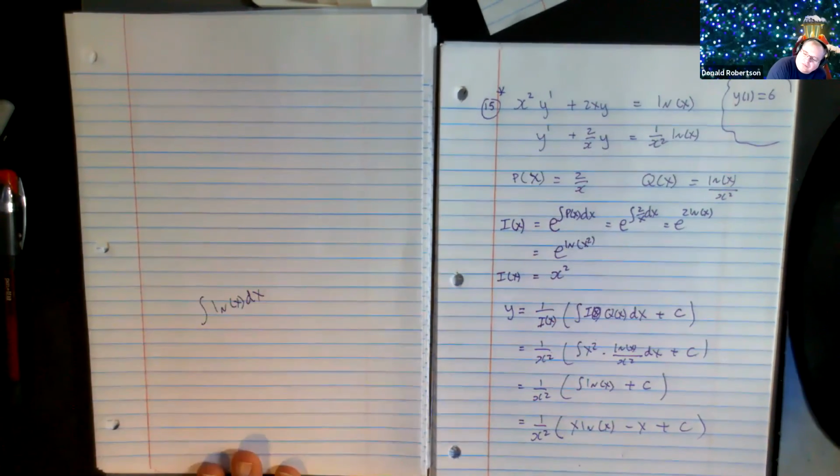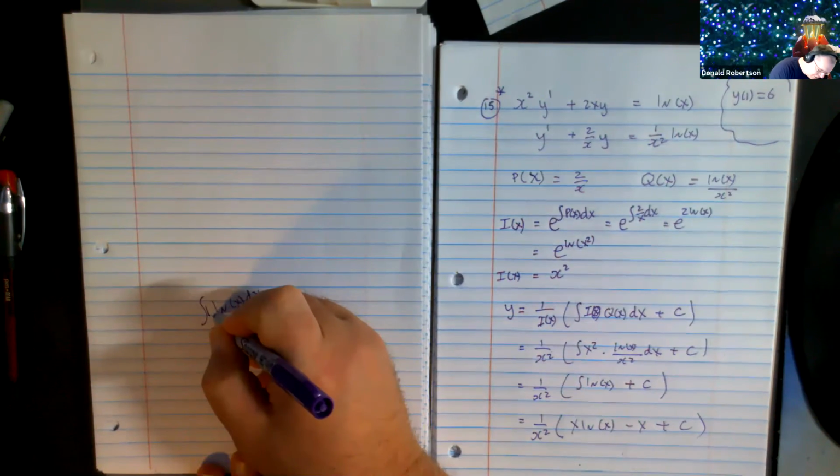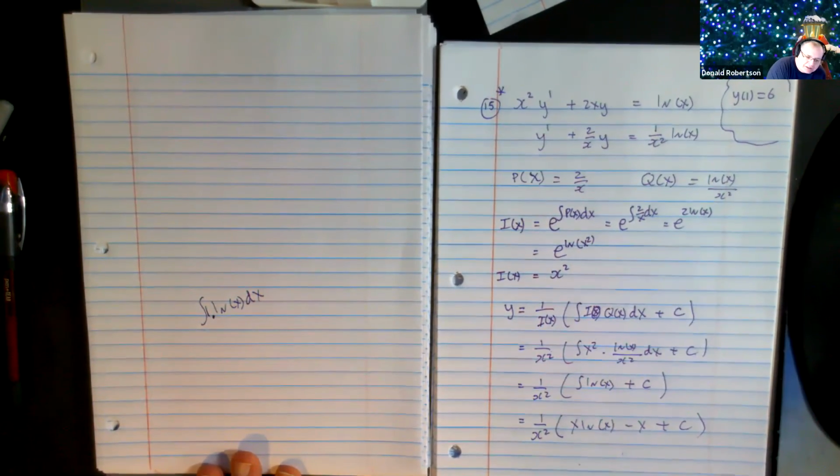This is an integration by parts, but you need 2 things to do an integration by parts. So I call it 1 times the log of x. Now, who do I pick to be the f and the g? Who do I pick to be f?